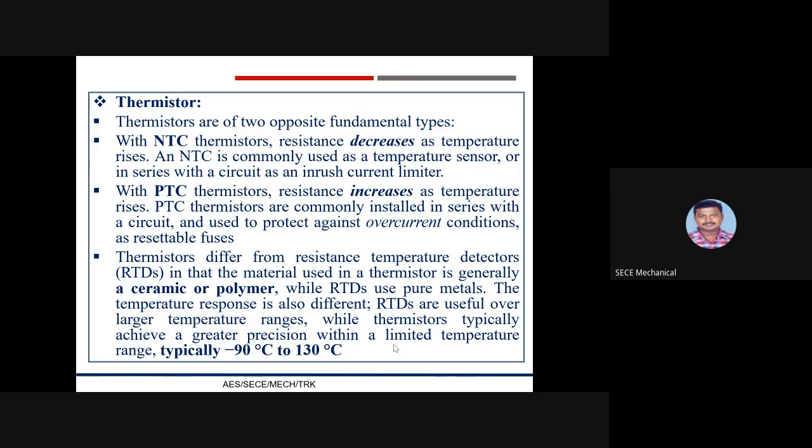Typically, the thermistor achieves high precision within a limited temperature range of about 50 degrees Celsius around the target temperature. This range is dependent on the base resistance.